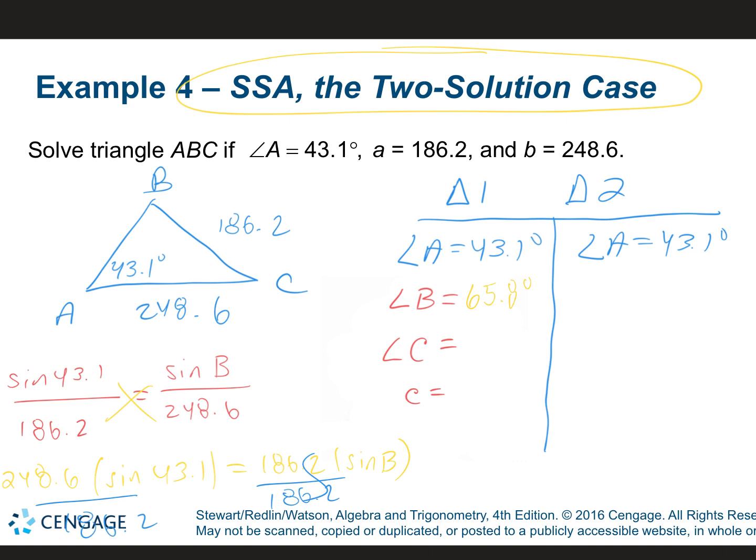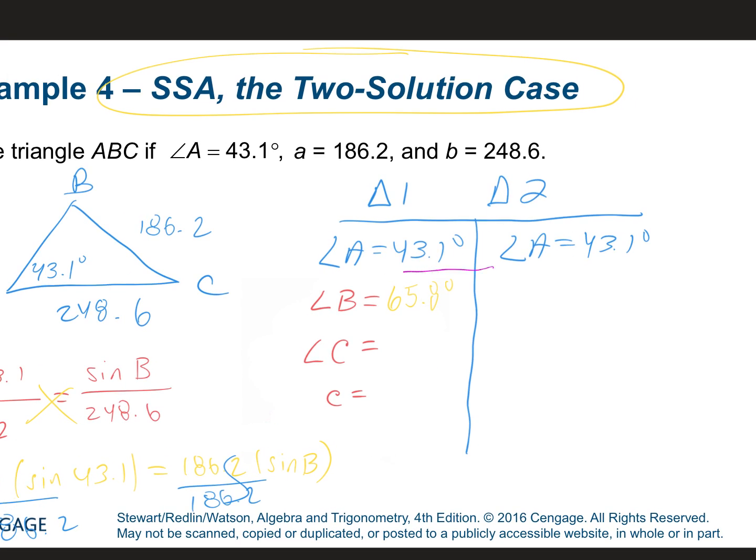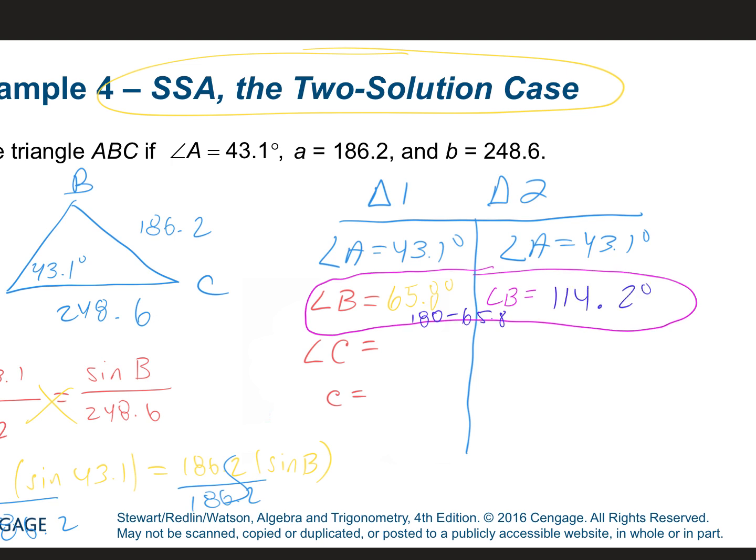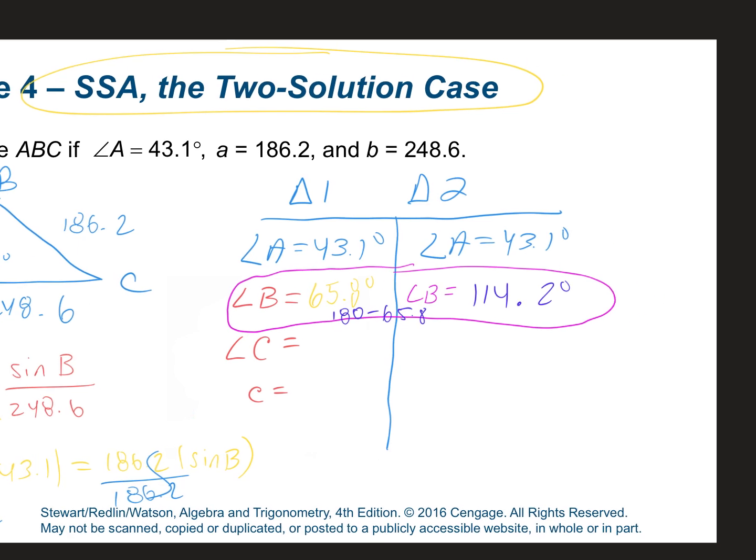Here is the difference. Here is how you find if there's a second triangle or not. You're going to find the supplement of the angle that you found. What does supplement mean? Two angles are supplementary. They add up to be what? 180. So here you're going to say 180 minus 65.8. What do you get? 114.2 degrees, correct?